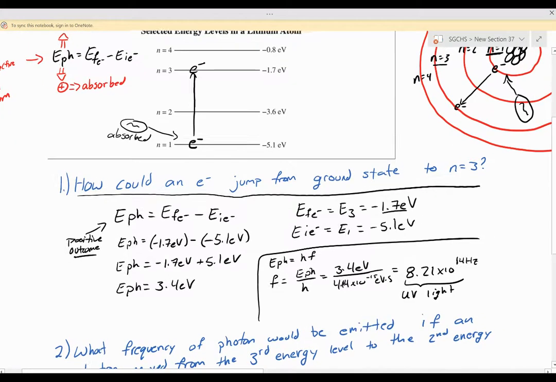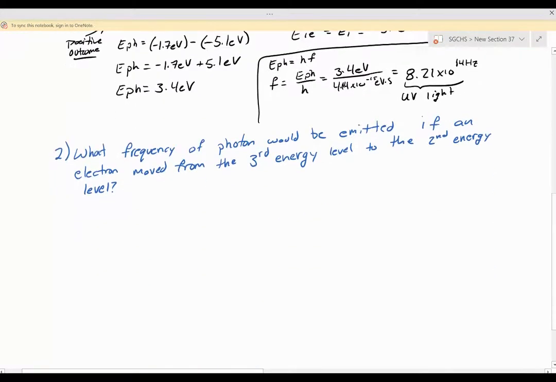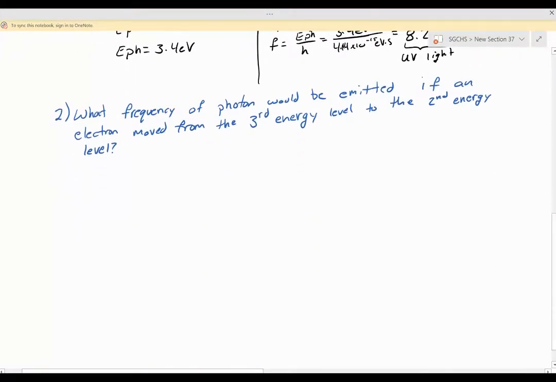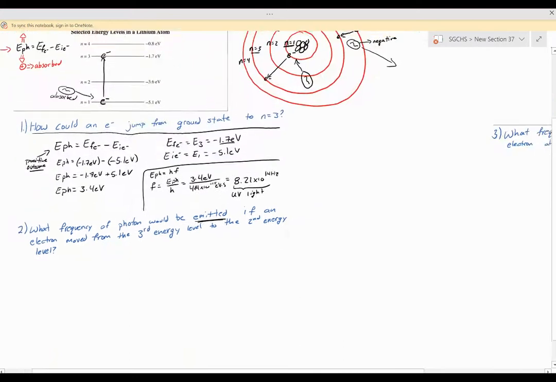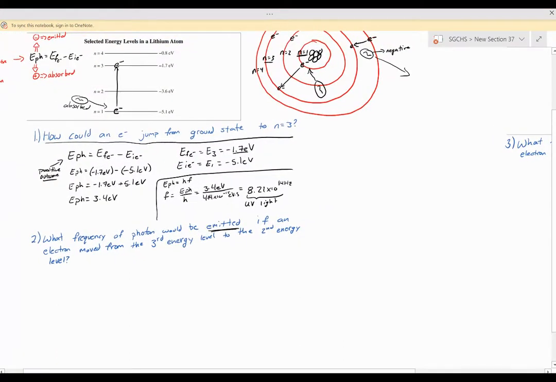Now, where do we go from here? Let's go to number 2. What frequency of photon would be emitted if an electron moved from the third energy level to the second energy level? So now we are going from our third energy level to our second energy level. We are lowering in energy levels, and in order for that to happen, we need to emit a photon.